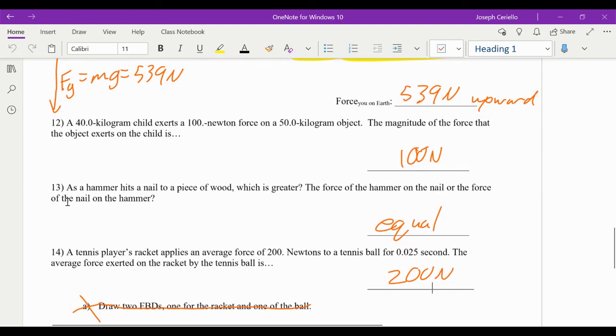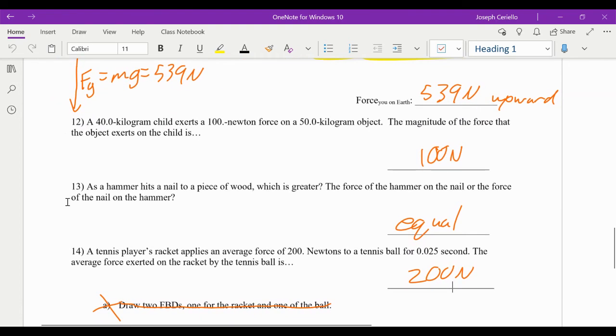Now, numbers 12, 13, and 14 are as hard as you will find on a Regents exam when it comes to Newton's third law. So let's check them out. The first one says a 40-kilogram child exerts a 100 newton force on a 50-kilogram object. The magnitude of the force that the object exerts on the child is, so if the child exerts 100 newtons on the object, the object exerts 100 newtons back on the child. The reason they put these masses in here is because they're hoping you'll get confused and put down the weight of the child or the weight of the object. No, the child pushes with 100 newtons, it pushes back with 100 newtons.